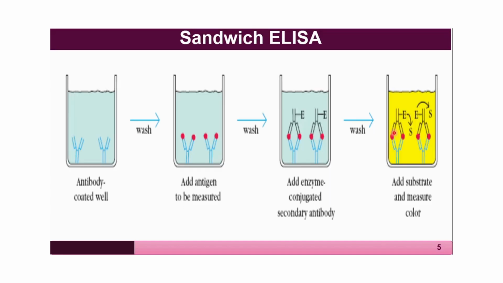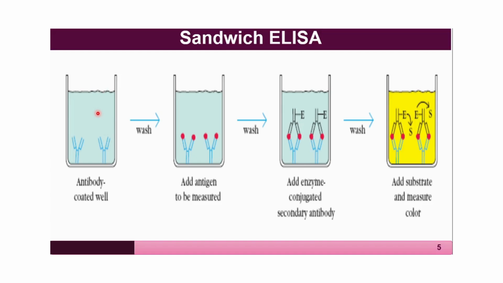In another technique where sandwich ELISA is performed, the protein A coated container is used. The inner surface of the container is coated with protein A. To that, unlabeled antibody is added, or one can add patient serum suspected to be having the antibody.